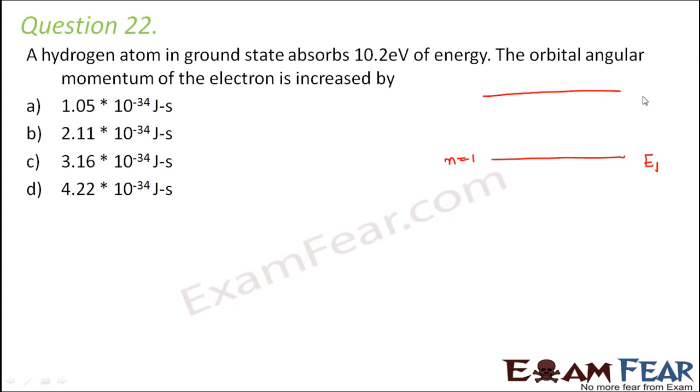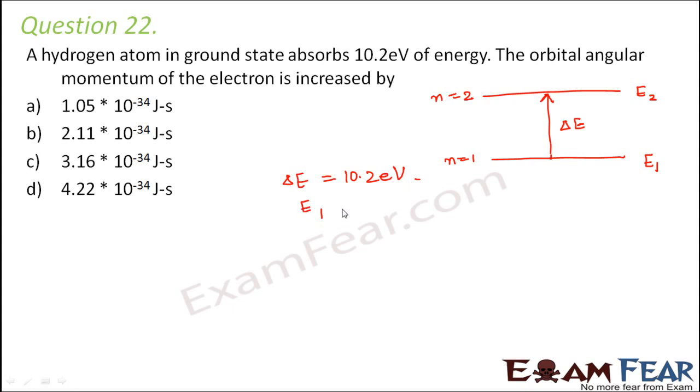Now let's say that this is some excited state. Let's call it n is equal to 2 and the energy level corresponding to this is E2. Now for an electron to jump from E1 to E2, it would need some additional energy of delta E. Right? So we know this part. Now the question says a hydrogen atom in ground state absorbs 10.2 electron volt of energy. So that means this is the additional energy that the electron has absorbed. So basically 10.2 electron volt is the value of delta E. Okay, perfect. And initially the atom was in ground state.